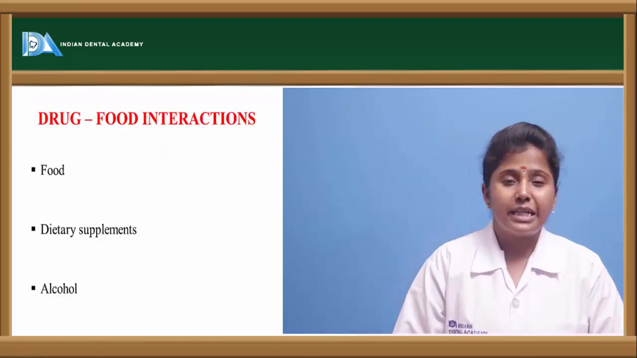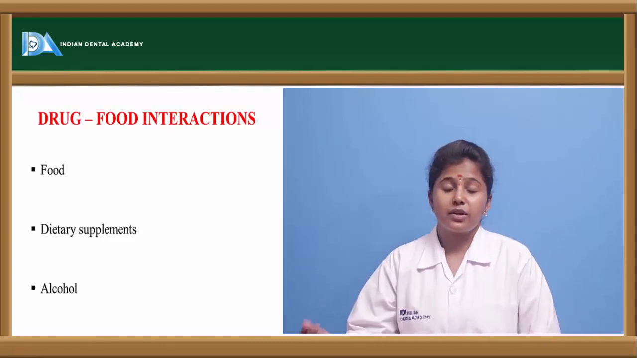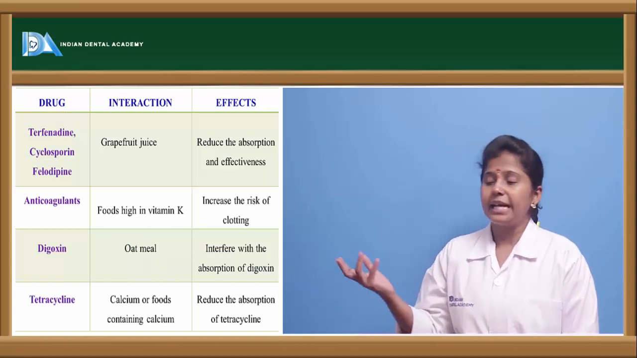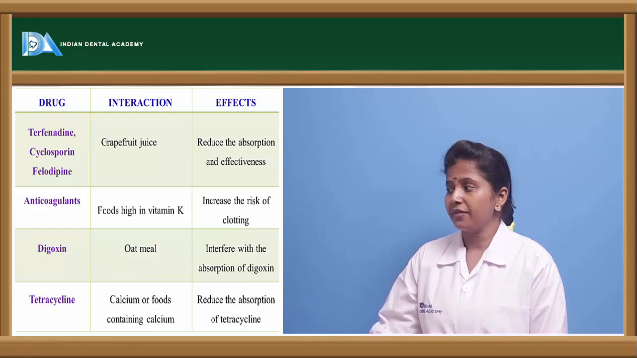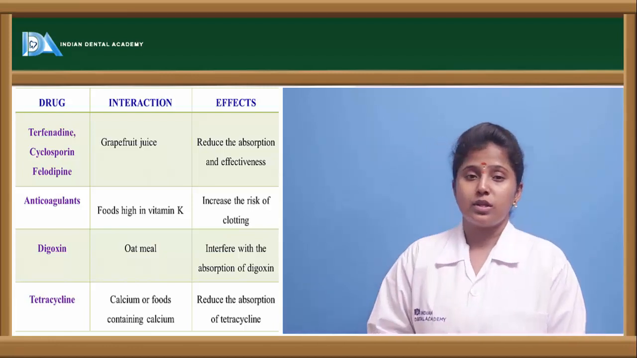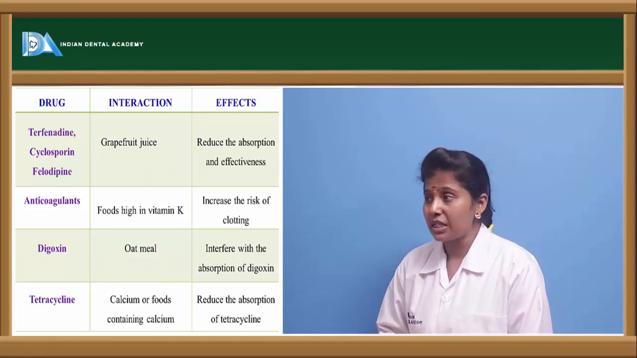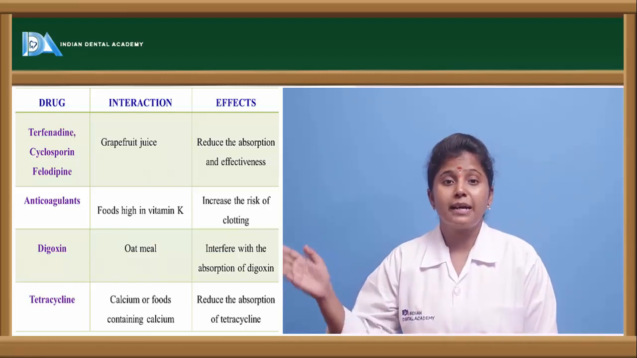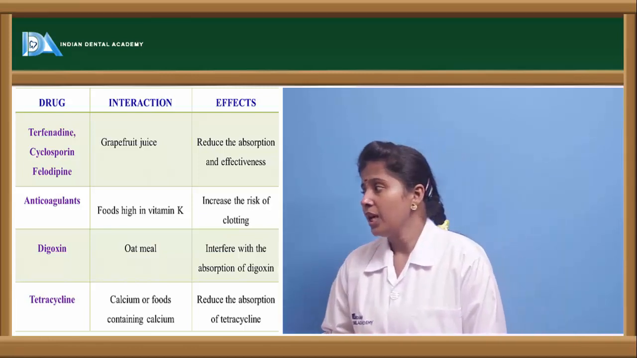If we see drug-food interactions, the drug may react with the food or the dietary supplements which are given, or it may react with alcohol also. For examples, drugs like terfenadine, cyclosporin and felodipine react with grapefruit juice. The flavonoids present in the grapefruit juice interact with these drugs, and thereby there will be reduced absorption. The absorption and efficacy of these drugs will be reduced if they are given with grapefruit juice.